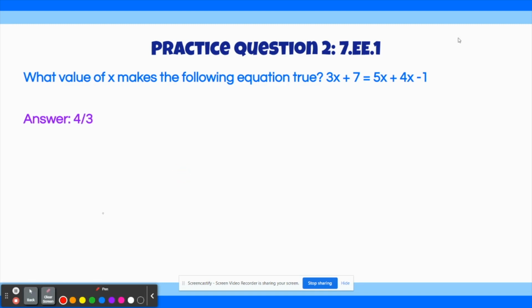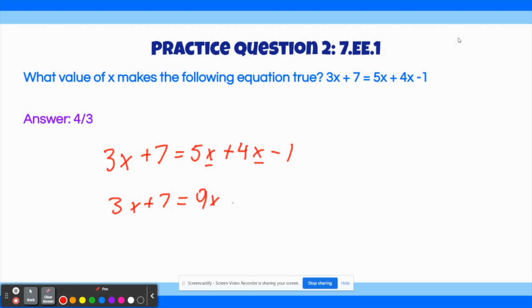So I'm going to start out by writing out the whole equation. 3x plus 7 equals 5x plus 4x minus 1. So right away we can see that we have some like terms here. On the right side we have 5x and 4x. So we can go ahead and combine them. Since they're just like terms, we can do 5 plus 4, and 5x plus 4x equals 9x. And we keep the rest of the equation the same.